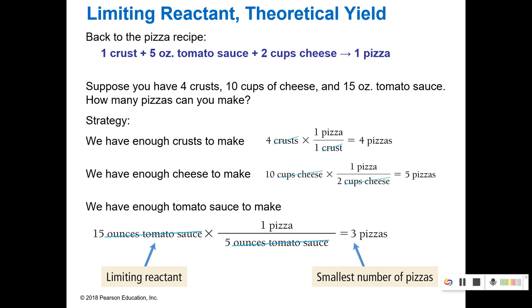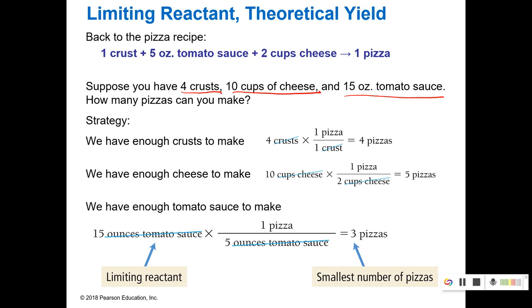So in this example, we're still back to our pizzas. We need a crust, 5 ounces of tomato sauce, and 2 cups of cheese to make 1 pizza. So if I have all of these pieces, 4 crusts, 10 cups of cheese, and 15 ounces of tomato sauce, how many pizzas can I make? So we have to do the ratios, kind of like the mole ratio, but this one's for pizza, for each ingredient to see how many pizzas I can make.